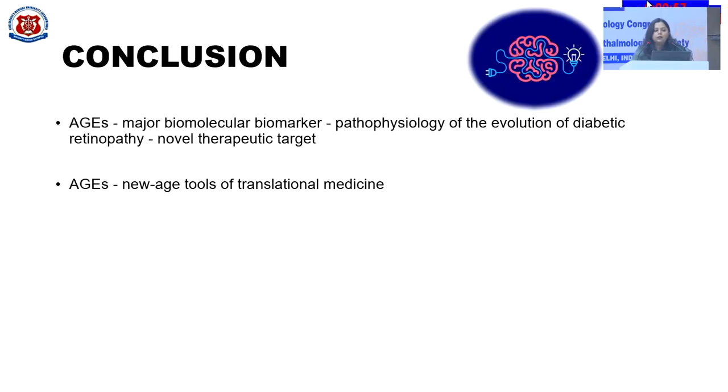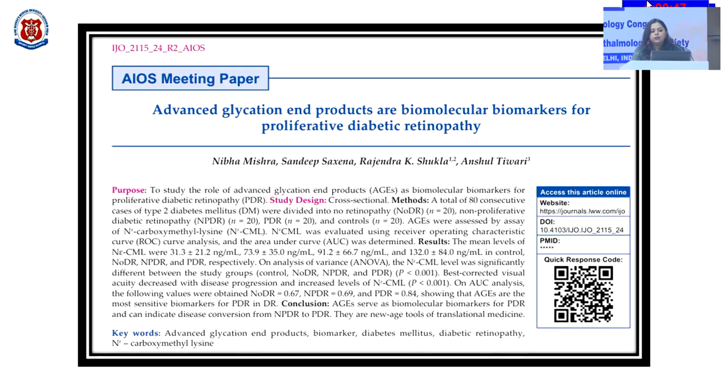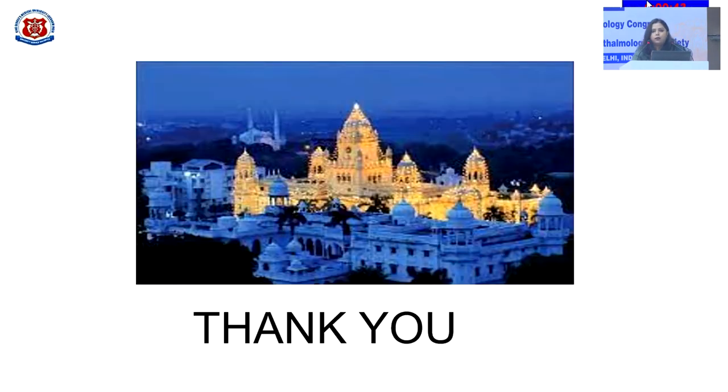So in conclusion, I would like to say that AGEs are the major biomolecular biomarker reflecting the pathophysiology of evolution of diabetic retinopathy. They are novel therapeutic targets. They are new age tools of translational medicine. We were able to publish our research in AIOS. Thank you.